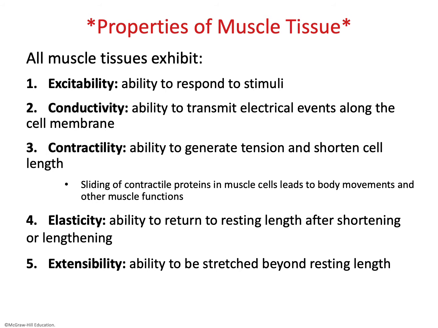That is important because their ability to contract and shorten is what will allow them to pull on bones to allow you to move parts of the body. Their elasticity is important because that is what allows them to return to resting length after shortening or lengthening. And extensibility refers to their ability to be stretched beyond their resting length if needed.